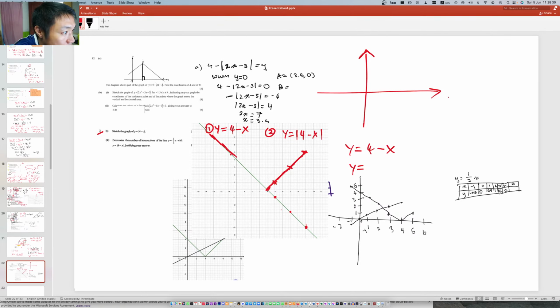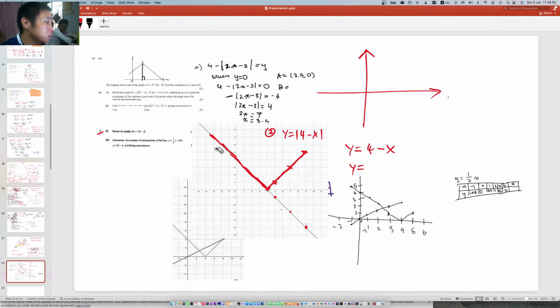By the way, the range of x is not given. If they give you the range of x, you cannot go out of the range, so you need to show only what is needed. But this is free range, so basically you just show the red one. Understand? So you don't need to show it.